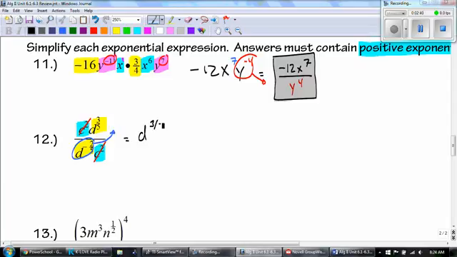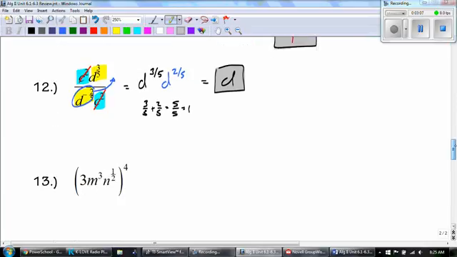So on the top, we have d to the 3/5 times d to the 2/5, and we would add those. 3/5 plus 2/5 equals 5/5, which is 1. So we get our final answer of just d. Now you can say d to the first if you want to, but just know you do not need to have that 1 there.